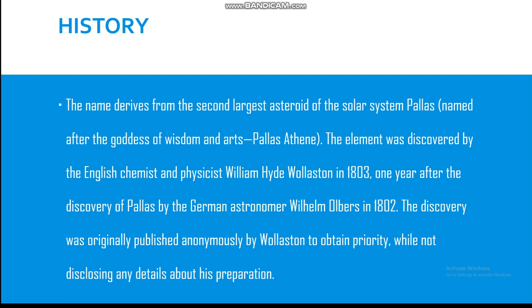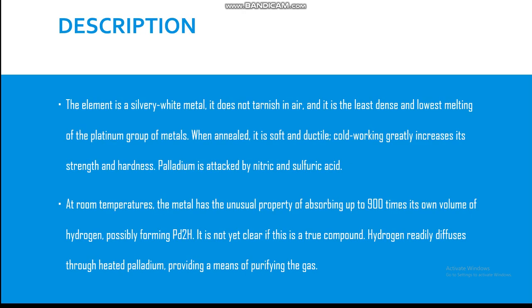The history of the Palladium. The name derives from the second largest asteroid of the solar system, Pallas, named after the goddess of wisdom and art, Pallas Athene. The element was discovered by the English chemist and physicist William Hyde Wollaston in 1803, 1 year after the discovery of Pallas by German astronomer William Olbers in 1802. The discovery was originally published anonymously by Wollaston to obtain priority while not disclosing any detail about his preparation.